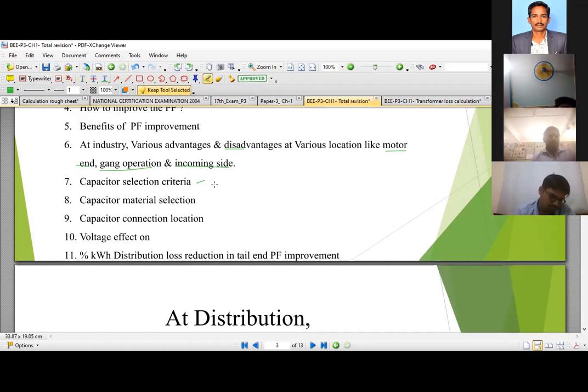Then whatever the voltage is, that is the voltage and material. What material is used? Material selection, sir, repeat it. Capacitor material selection, what material is used?